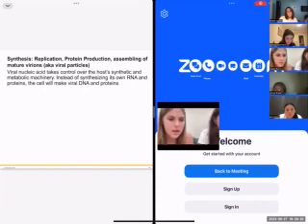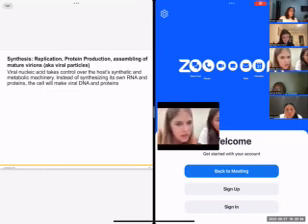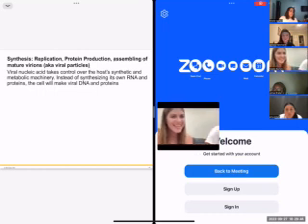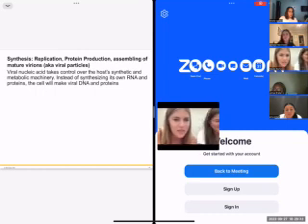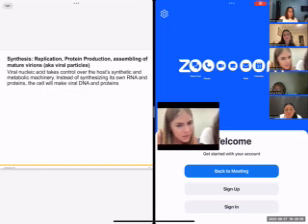Then with synthesis, there is replication, protein production, and assembling of mature virions. The viral nucleic acid takes control over the host's synthetic and metabolic machinery.